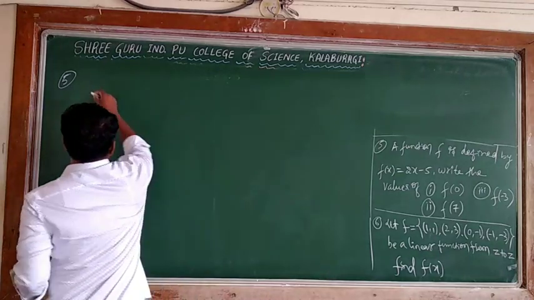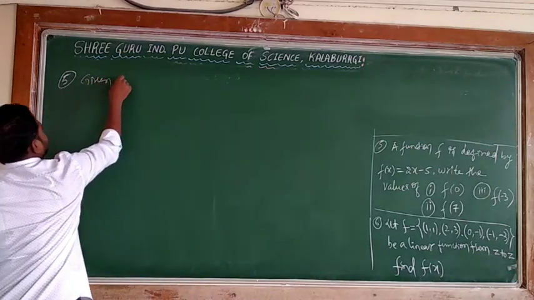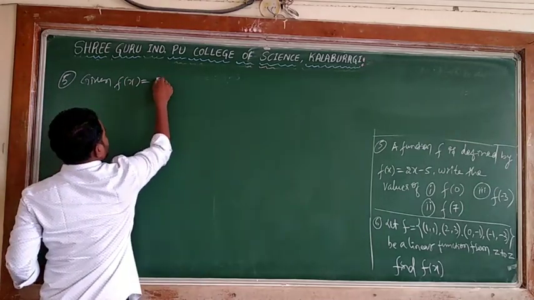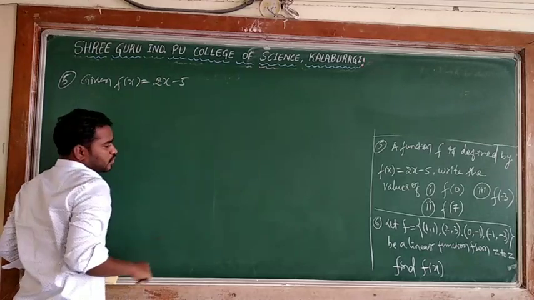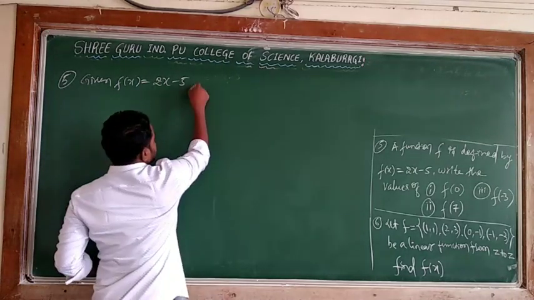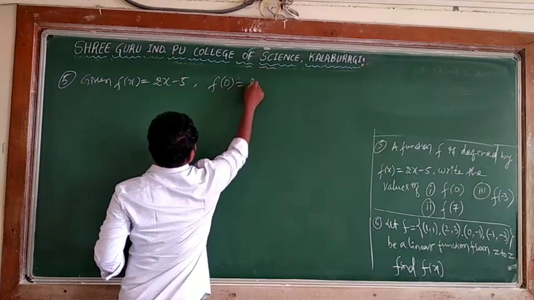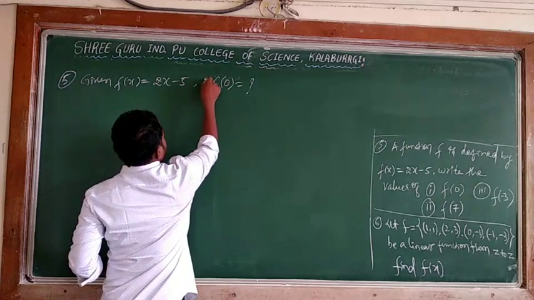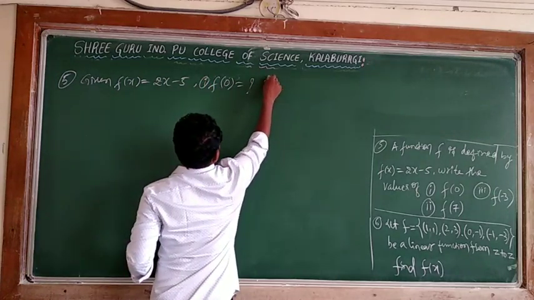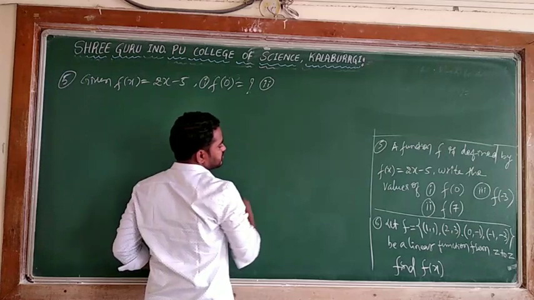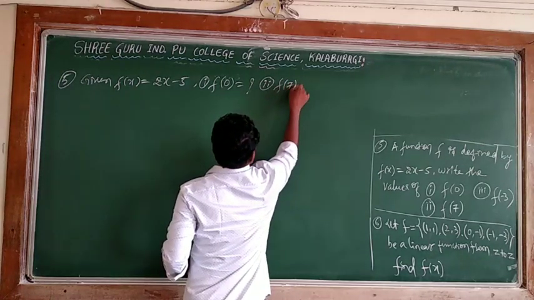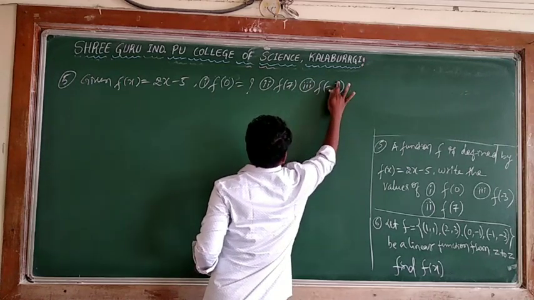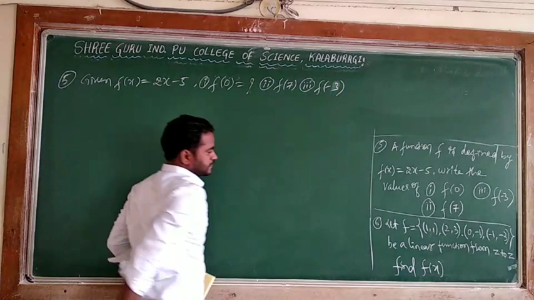Okay. Now what is given? Given f of x is equal to 2x minus 5. What are the things he is asking? He is asking f of 0. Second, he is asking f of 7. And third one he is asking f of minus 3. Okay.